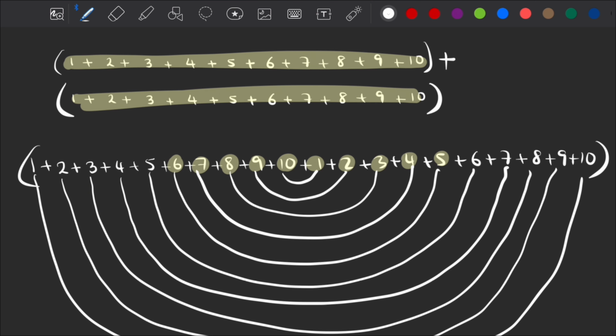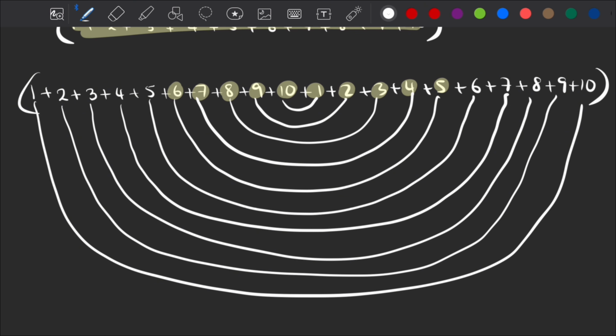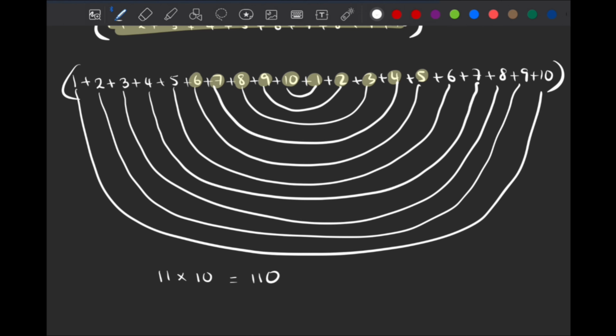whose sum equals 11. So if I do 11 times 10, because we've got 10 pairs of numbers whose sum equals 11, then I have the sum of all the values in these brackets. So 11 times 10 is 110. So we need to divide our answer by 2 in order to have the sum of the first 10 natural numbers. So 110 divided by 2 is 55. So 55 is the sum of the numbers from 1 to 10.